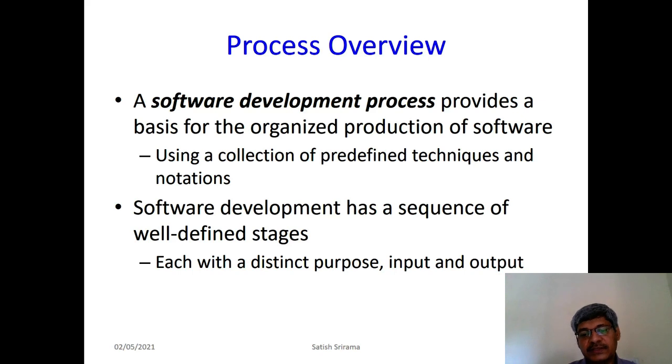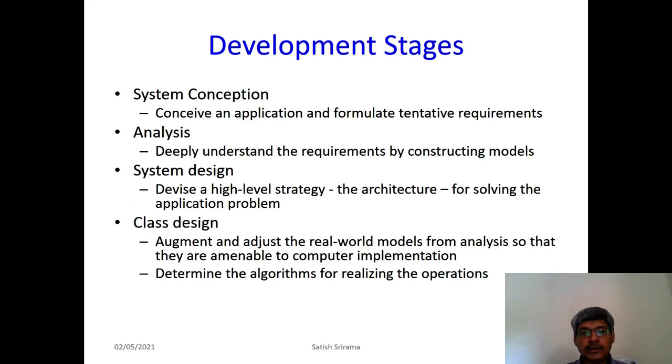Software development has a sequence of well-defined stages, each with a distinct purpose, input, and output. Let's have a look at them in detail. So here are the different development stages. At first is the system conception. We have to conceive an application and formulate the tentative requirements as part of this stage.